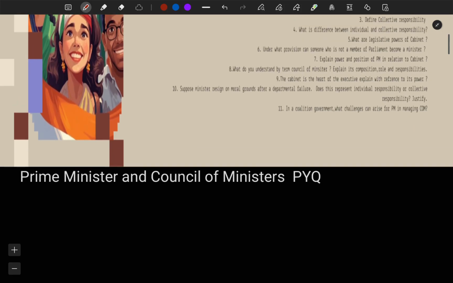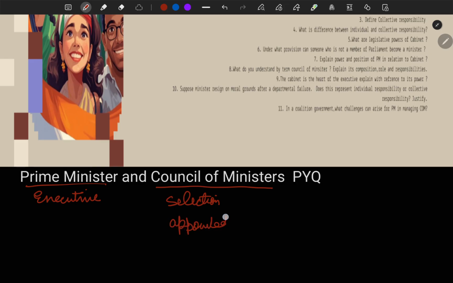Before moving forward, let us revise quickly. Who was the Prime Minister? He was the executive head. And who were the Council of Ministers? Selected, or we can say appointed, by the president. And who is advising the president? The prime minister is advising the president to appoint these council of ministers.